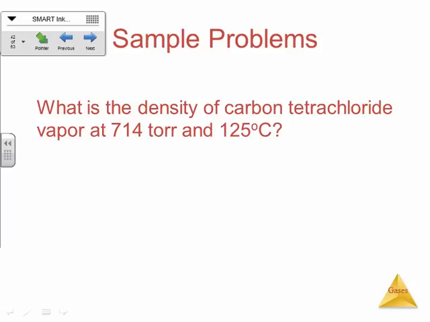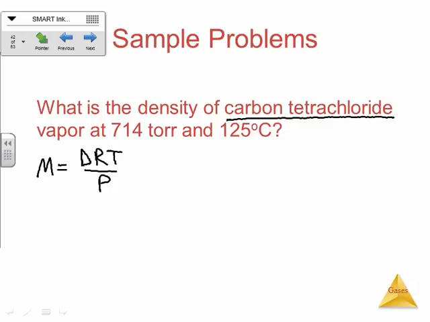So question here: what is the density of carbon tetrachloride vapor at 714 torr and 125 degrees Celsius? On this one, this is a density question, and it might not seem at first like they've given us the molar mass, but they have, because they gave us the name of the compound, so we can figure out the molar mass. Molar mass equals Dr. T poops. That's the one we need to use because that's the one that has density in it, because they're asking us about the density.